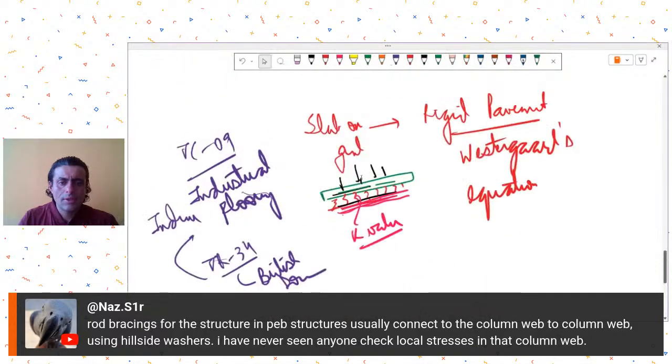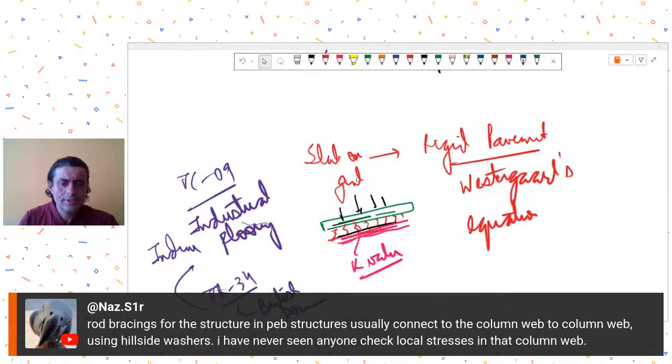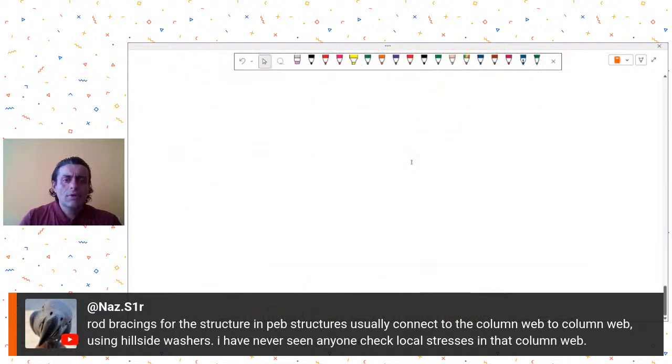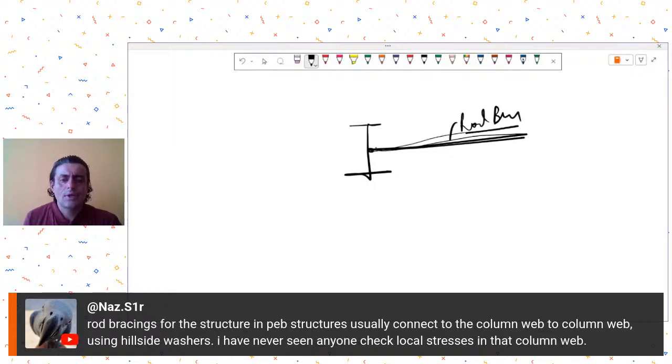Then there's another question from NAZ S1R. Rod bracings for the structure in PV structures usually connect to column web using hillside washers. I have never seen anyone check local stresses in that column web. Actually, the check for column web stresses is not covered in the Indian code, especially for this type of a connection, as you are pointing out that in plan view, this is your rod bracing and it is connected to your column like this.